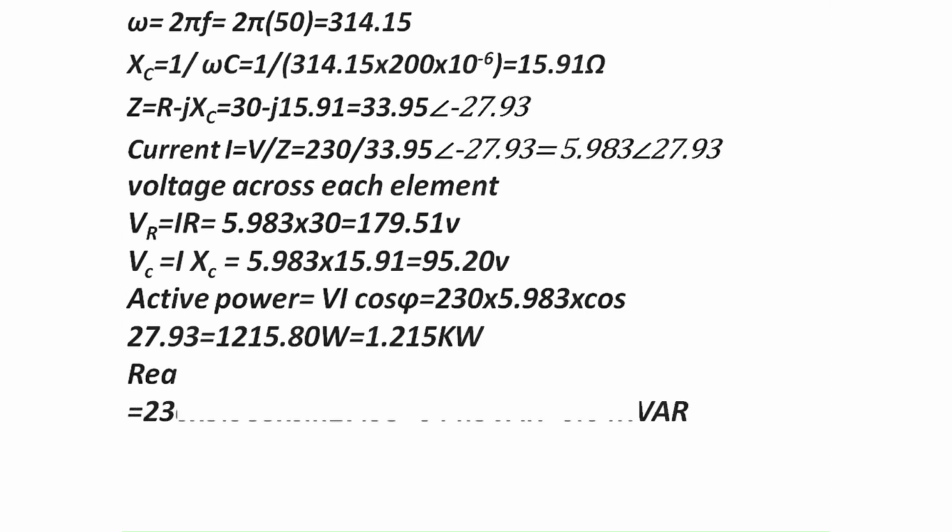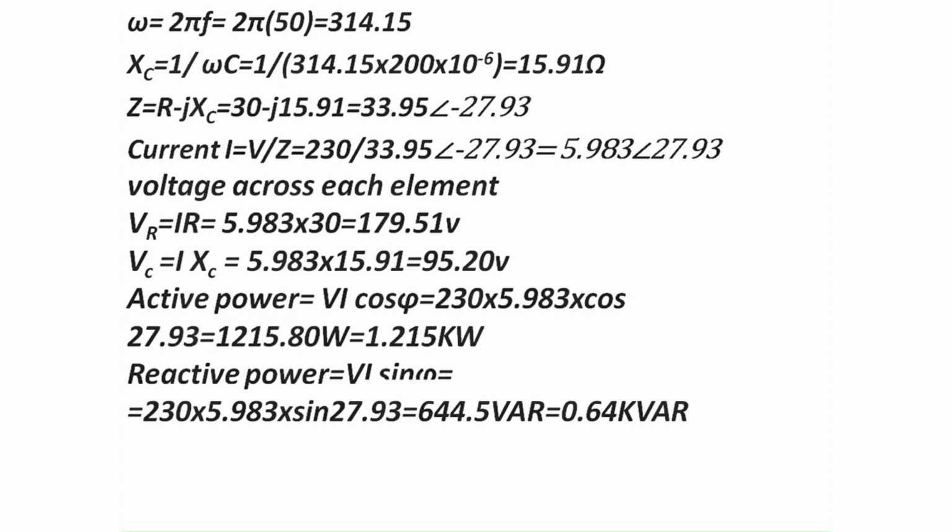Now by considering XC, we can find the value of Z. Z equals R minus j XC. Resistance R is 30 ohms, XC is 15.31. 30 minus j 15.31 is the value of impedance. By converting this rectangular form to polar form, we can find it in terms of R at an angle of theta. How to convert this rectangular form to polar form, you can observe in our channel.